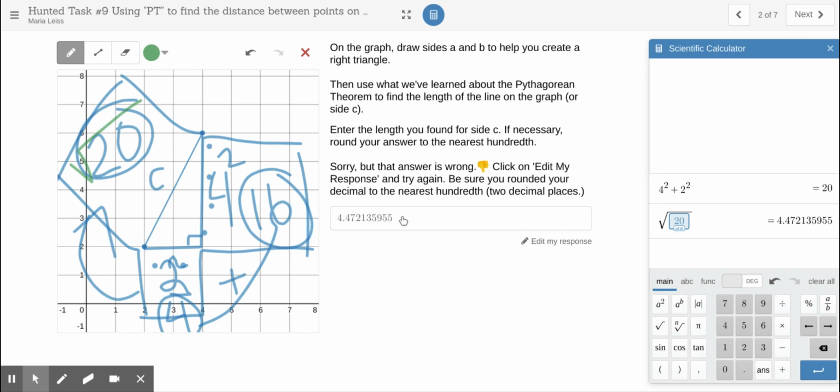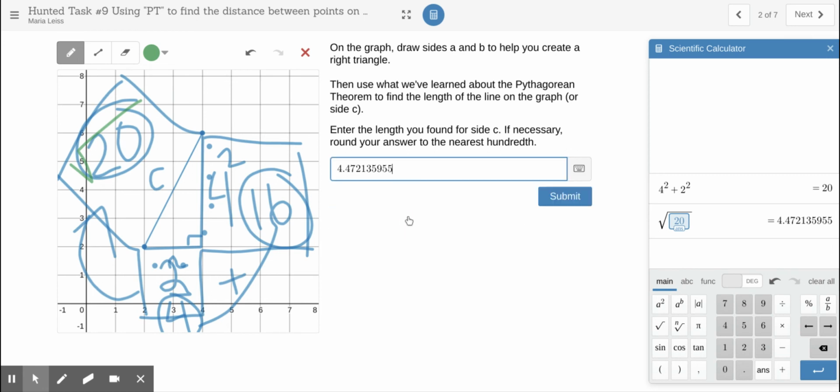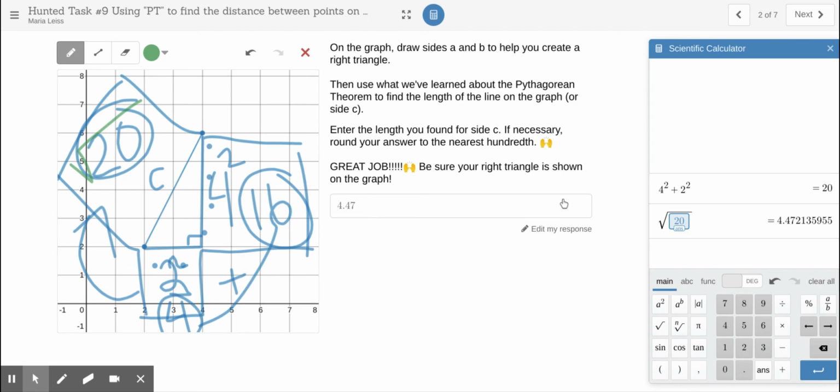Still not right, because it's not rounded. The hundredths place, the number 100 has 2 zeros, so I need 2 numbers behind the decimal, plus I need that third number to be the boss. That 2 is the boss. The 2 is not big enough to make the 7 go to an 8, so my answer should be 4.47.